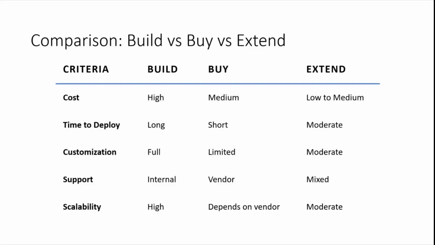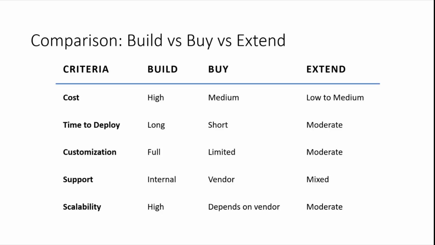And the next one is the comparative analysis. Over here, we can see how the build, buy, and extend approaches differ in cost, control, complexity, and time to value. These comparisons evaluate factors such as cost, time to deployment, flexibility, and long-term sustainability also.